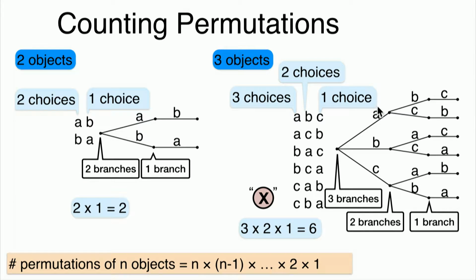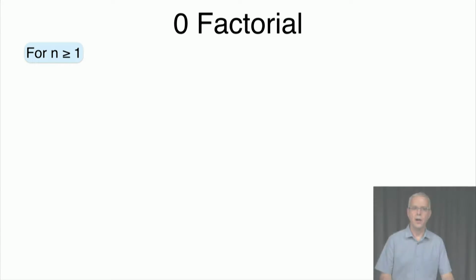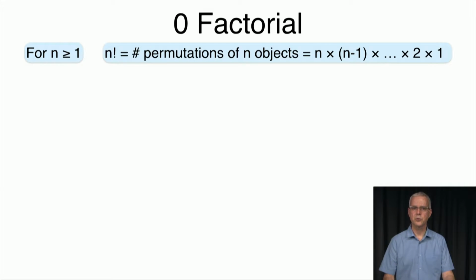To write the second one, or n branches here, times n minus 1, and so on, n minus 2 up to 2 times 1. And this is denoted by n factorial. And it's called n factorial. Okay? And to do that, as we said, we use the product rule. So now, for n bigger than or equal to 1, as we said, n factorial, which is the number of permutations of n objects, is n times n minus 1, and so on, times 2 times 1.